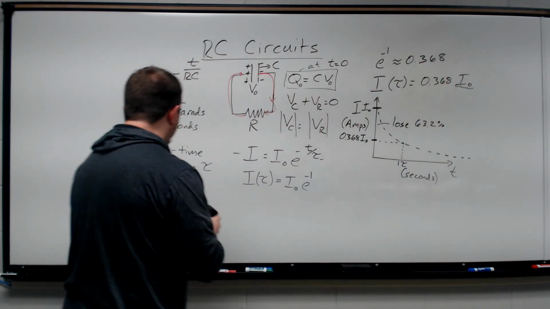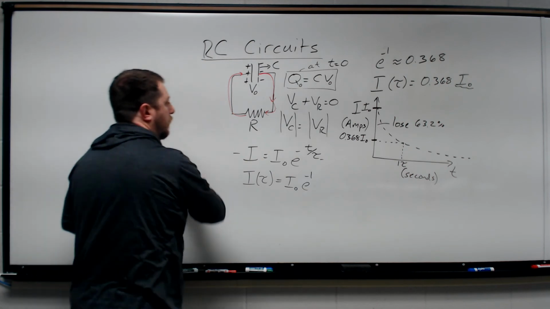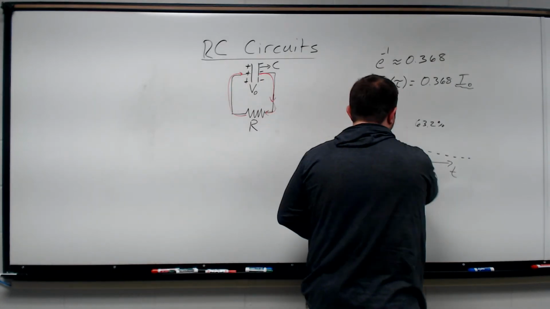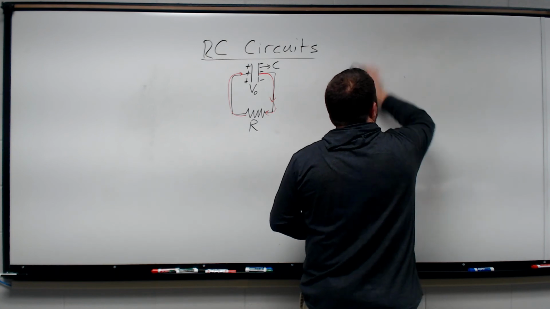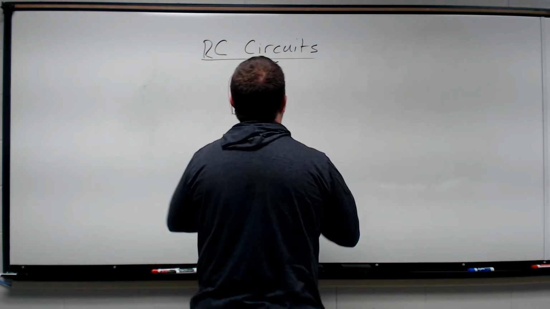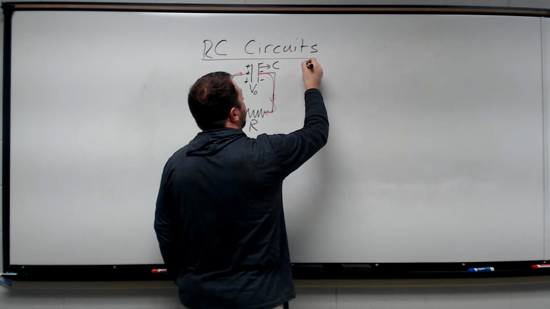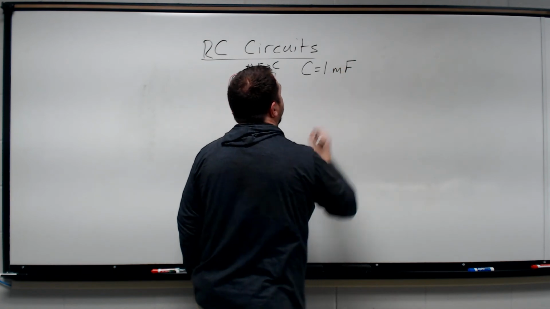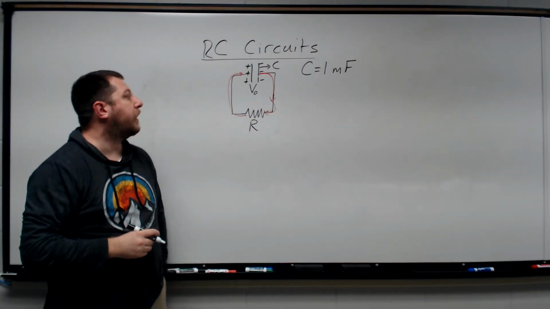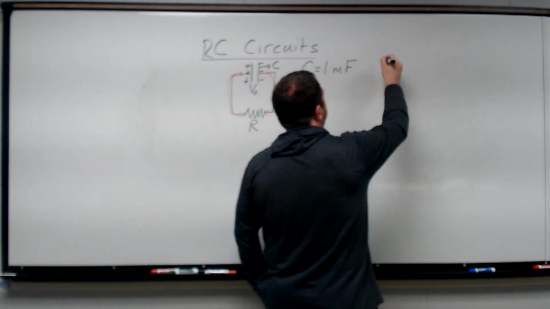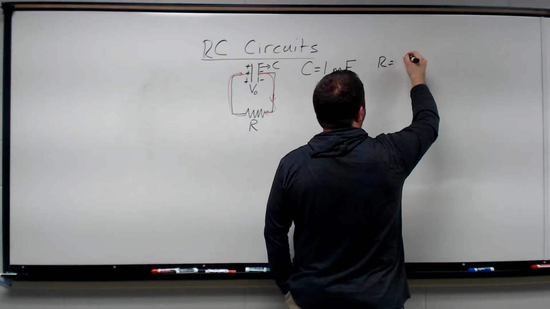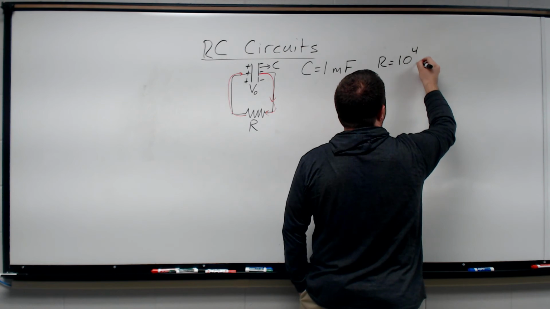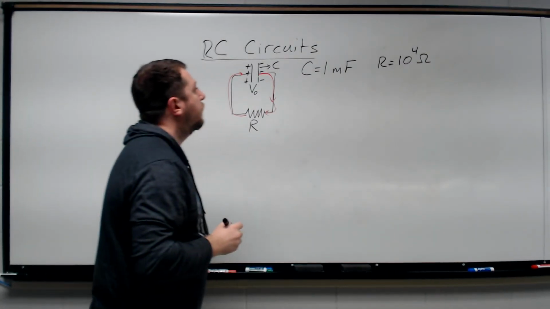So if we do an example, and we'll give this nice numbers, okay? We will give this nice numbers. So suppose your capacitor is equal to 1 millifarad. Now that's a rather large capacitor, okay? And let's say our resistor is equal to 10 to the 4th ohms, or 10,000 ohms, okay?